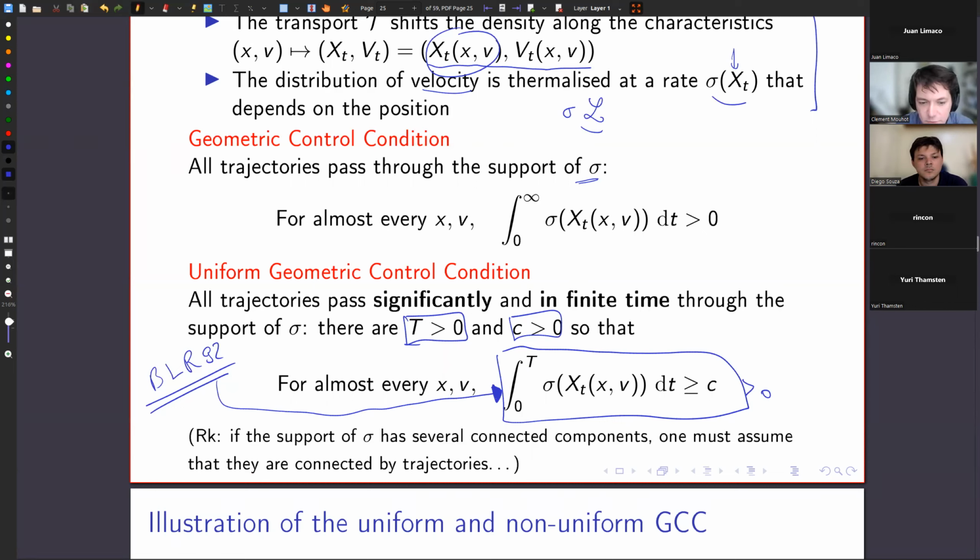But if the support of sigma had several connected components, you would need, on top of this condition, some characteristics connecting them. Otherwise, you could have weird situations where you thermalize towards a different equilibrium in each component. Okay, so that's what I mean here. Let's forget that, and let's assume that the support of sigma is made up of just one connected component for the rest of the talk.